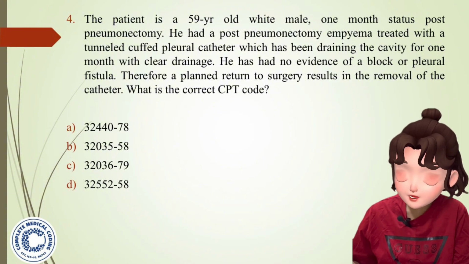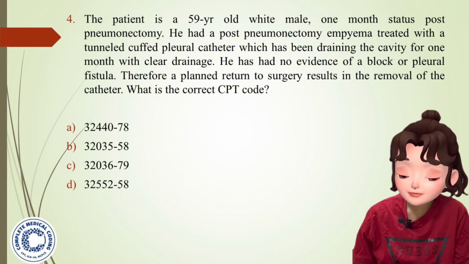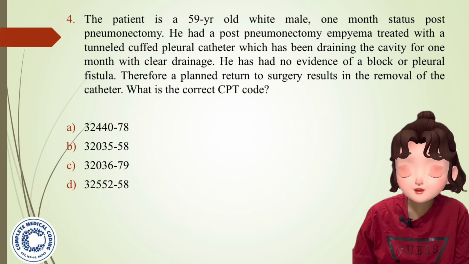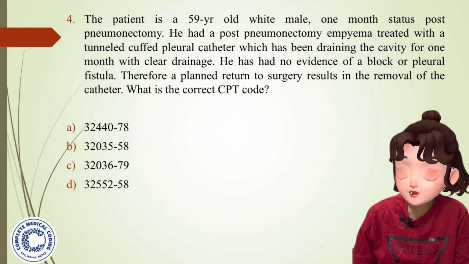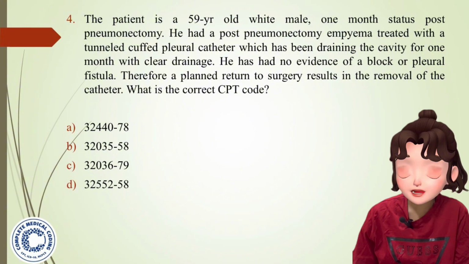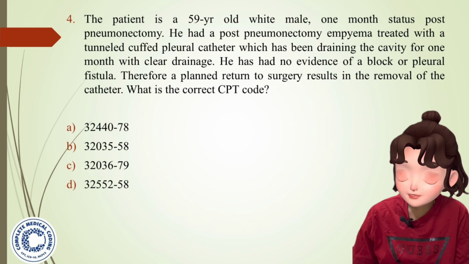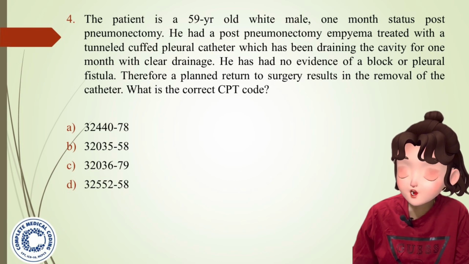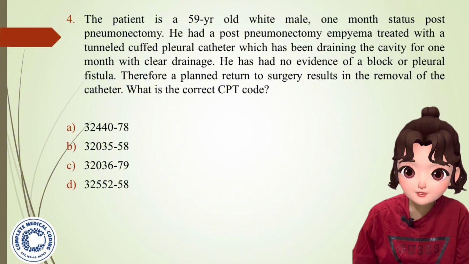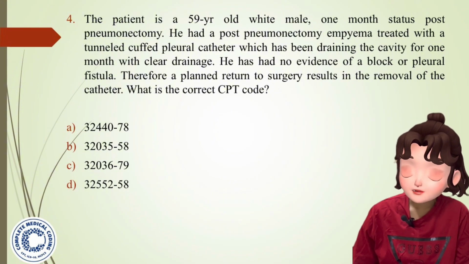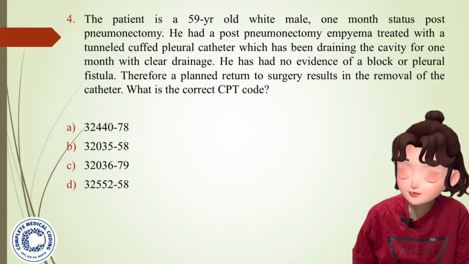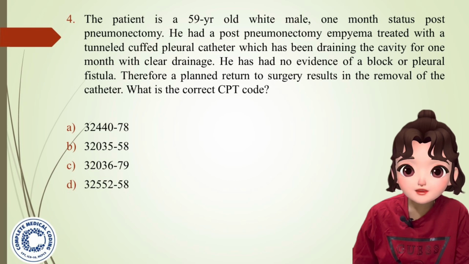What is 32035? Second option, 32035. Thoracostomy with rib resection for empyema. Thoracostomy. No. That's also wrong. Option C, 32036, with the same thoracostomy with open flap drainage for empyema. No, that's also wrong. This is not a thoracostomy procedure.